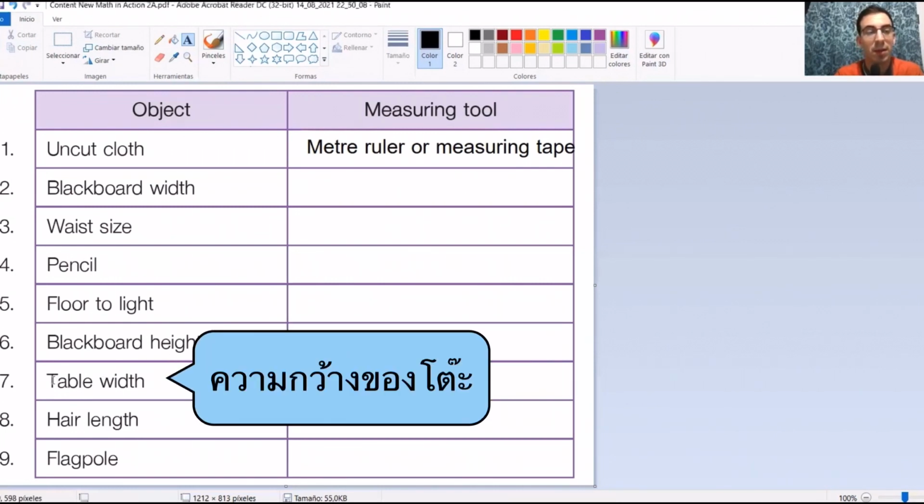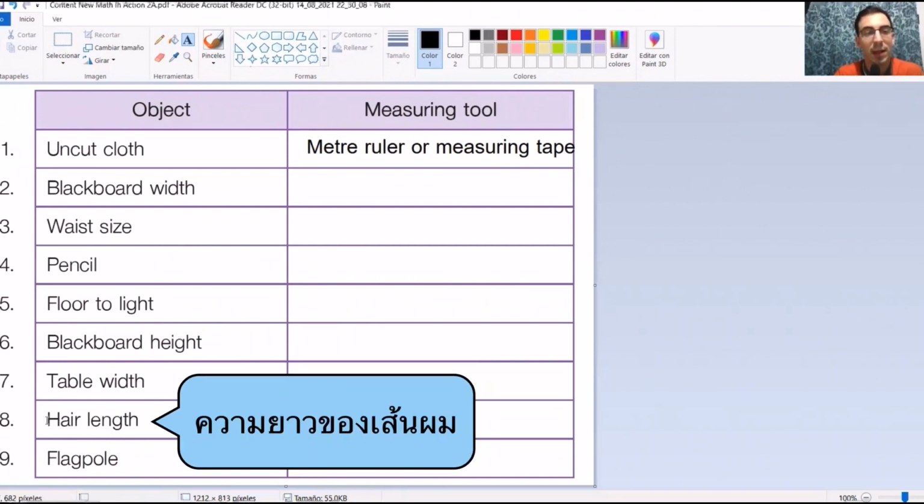Number 7, table width. Table width. What table? Well, any one you want. Could be a big table, a small table, the kitchen table or eating table, or the table you're using for your homework, or the desk in your father or mother's room. It doesn't matter. Okay, just a table. The first table you can imagine.